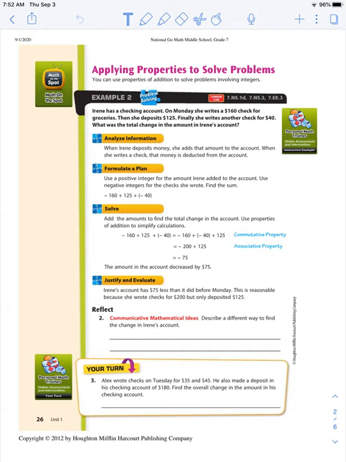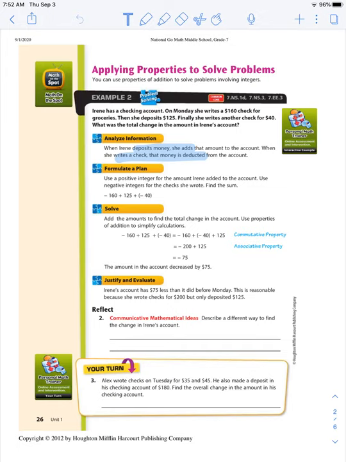So, let's analyze this a little bit. When Irene deposits money, she adds to that amount. When she writes a check, the money is deducted or subtracted. So we're going to make a plan. We're going to write an expression. We're going to use a positive integer for the amount she added, and then we're going to use negative integers for the checks she wrote. We'll represent it all as the sum.